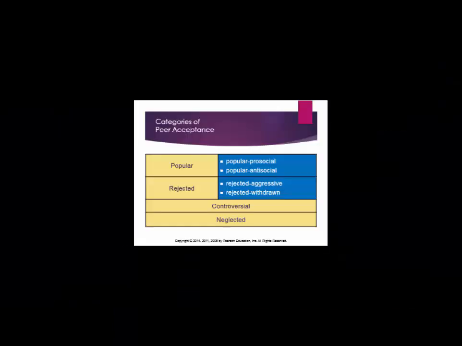Researchers have studied how different categories of peer acceptance are related to different developmental outcomes. Peer acceptance refers to likability, or the extent to which a child is viewed by a group of age mates as a worthy social partner. The way that researchers look at peer acceptance is literally asking children to vote for their peers. So what we see is that there are 4 general categories of social acceptance.